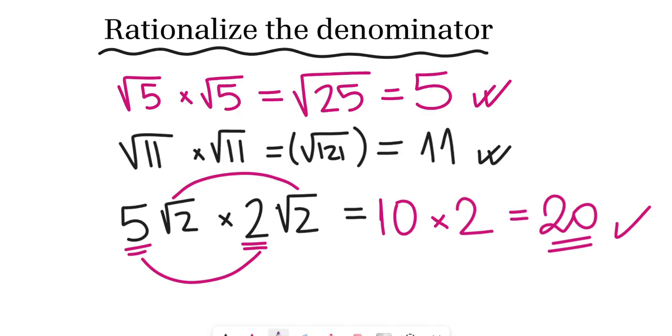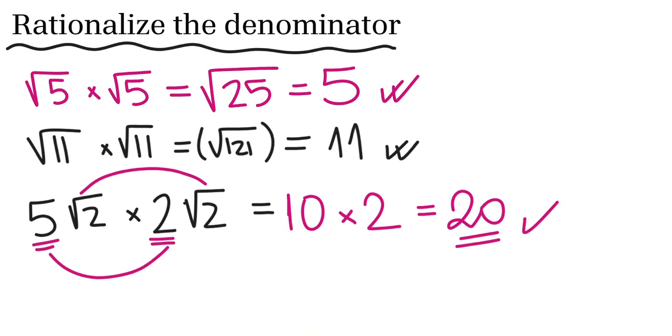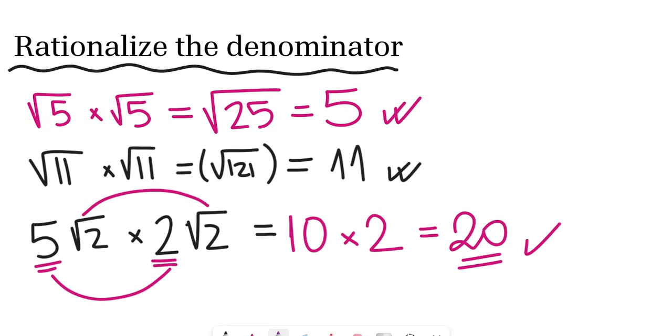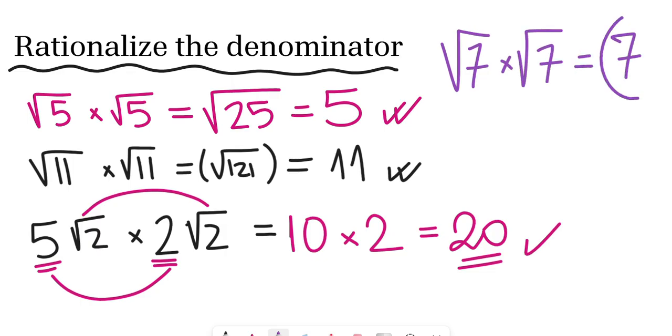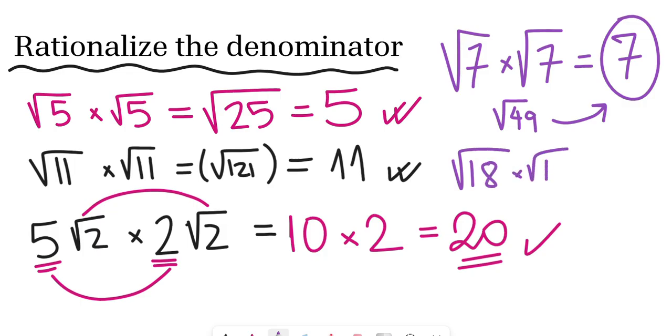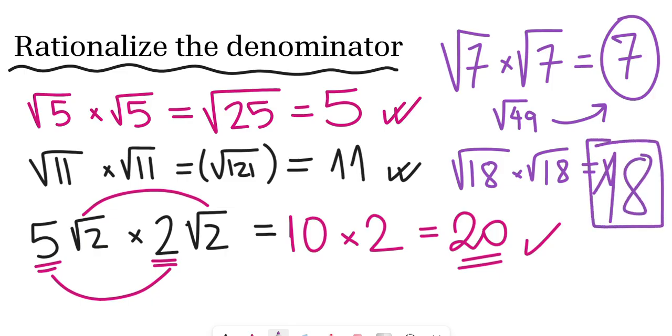Alright guys, so square root of 7 multiplied by square root of 7 is equal to 7, because that's equal to square root of 49, but we know that that is 7. So if I tell you square root of 18 multiplied by square root of 18, we know that that is equal to 18.